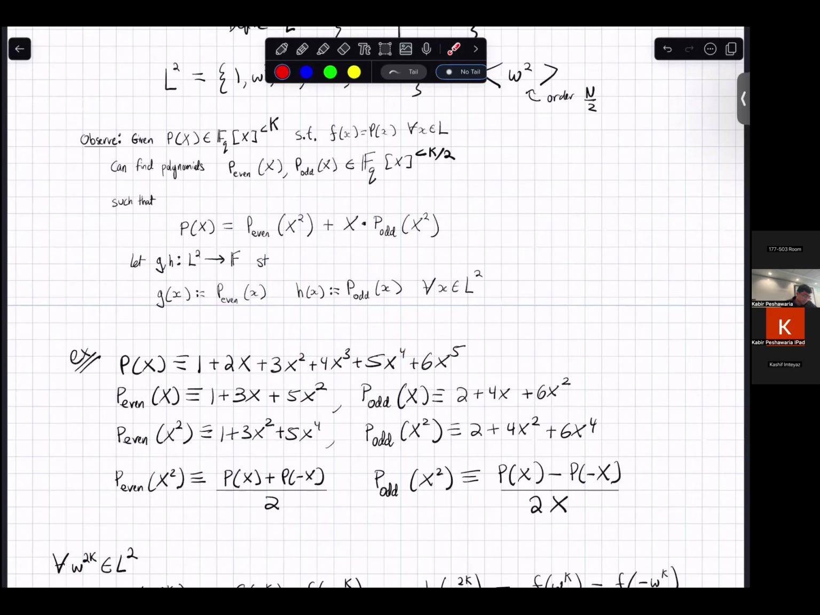So what's going on here? Maybe you remember even functions and odd functions from calculus. If I do P of x plus P of minus x, all these odd terms will cancel out, and I'll get 2 copies of each even term coefficient. Similarly here, if I do P of x minus P of minus x, all these even terms will cancel out, and I'll get 2 copies of each odd coefficient, but scaled up. So I need to divide by x.